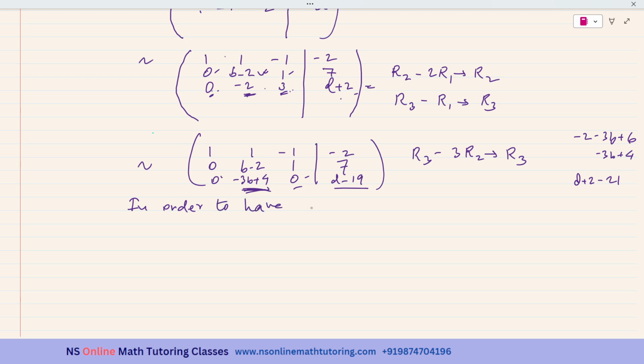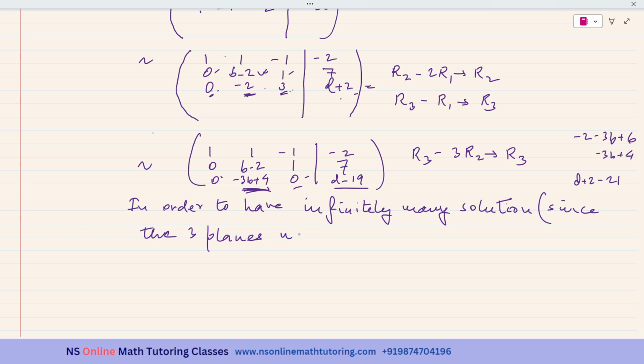Okay, in order to have infinitely many solutions, since the three planes meet in a line or intersect in a line, minus 3b plus 4 is equal to 0, and d minus 19 is equal to 0.